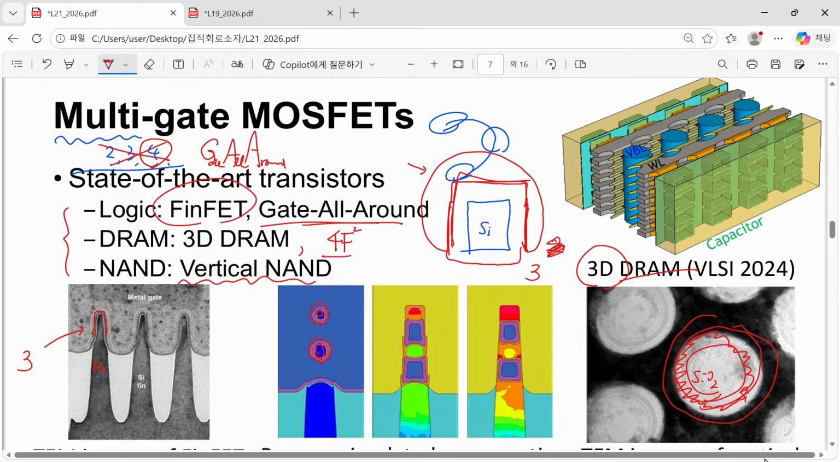And yes, from next time, we will dive into the very complicated formulation for the double gate MOSFET. Thank you.